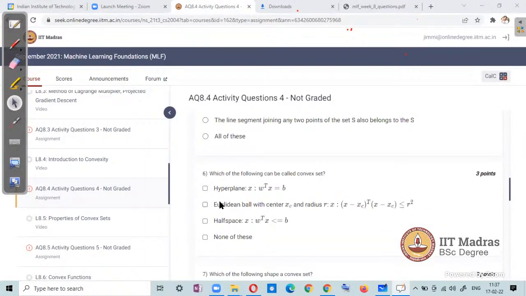So the sixth question is saying, which of the following can be called a convex set. This is a hyperplane equation, W transpose X equals B. Then a Euclidean ball with center XC and radius R, such that X belongs to the set where (X minus XC) transpose (X minus XC) is less than or equal to R square, and a half space. So do you have an idea about what we call a half space, what we call a hyperplane? Any idea? No, sir. Okay, I'll show you that.